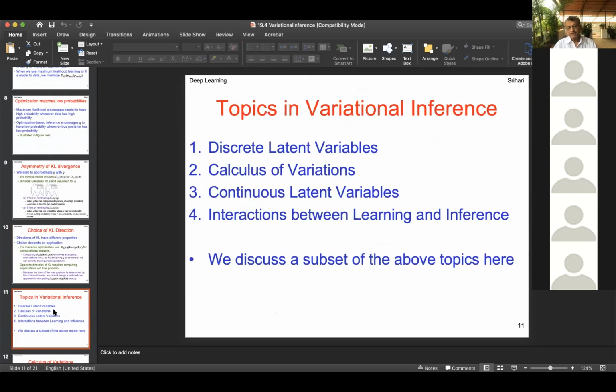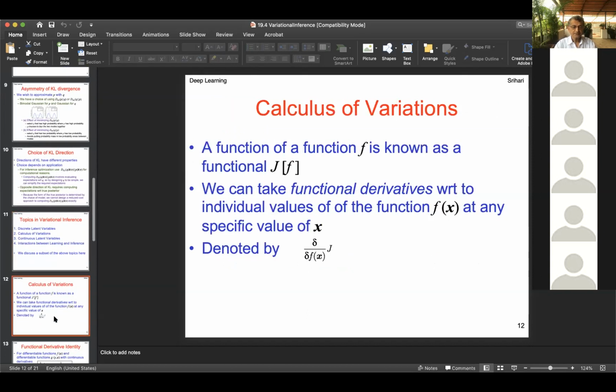So now that we are established in variational inference, where we are trying to find either mean field inference or an arbitrary probabilistic graphical model, we can now look at some more topics: discrete latent variables, calculus of variations, continuous latent variables, and interactions between learning and inference. And how does calculus of variations work?